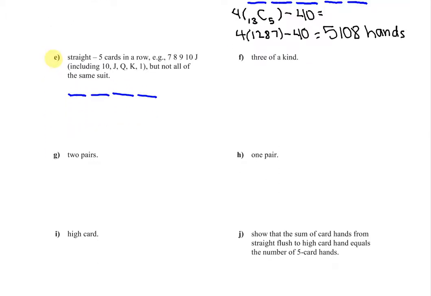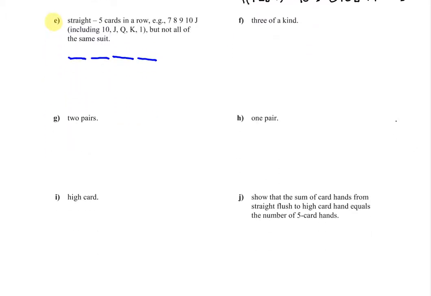Okay, so now we're looking for a straight, 5 cards in a row, but not all of the same suit. So again, what we're going to have to do is subtract the 40 because it's specifically saying not all of the same suit. But the first thing we're going to do is show an example. So for example, this could be like 7, 8, 9, 10, and Jack.